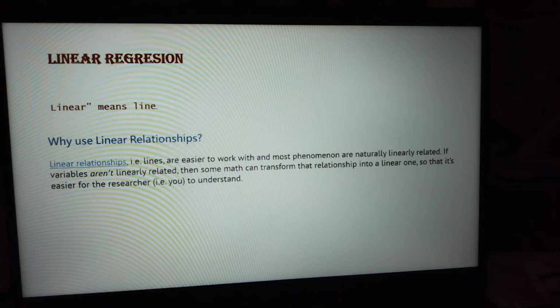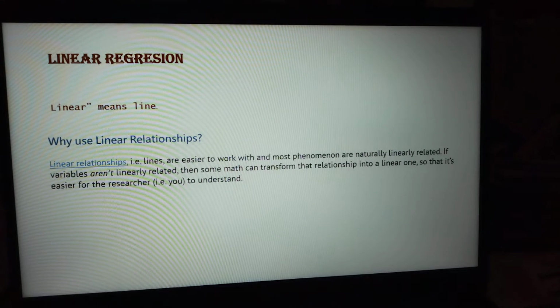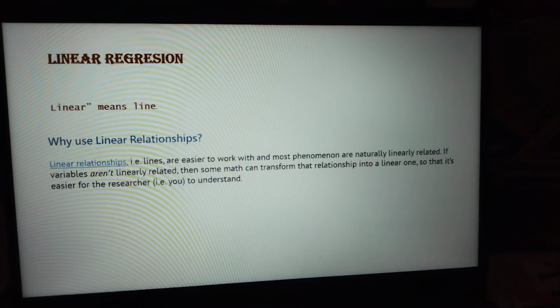If some relationship is shown by a zigzag line, S-shaped line, or U-shaped line, it is very difficult to understand the relationship between variables. But if that relationship is shown with the help of a straight line, it is easier to understand, no? It is easier to predict. It is easier to make sense of what the connection, what the relationship will be between these variables.